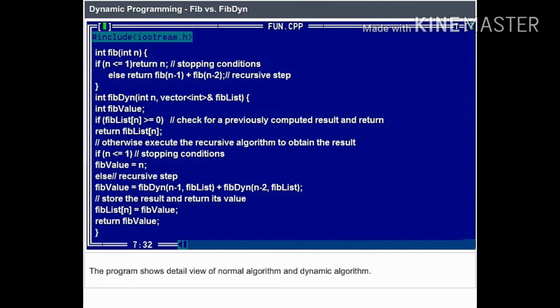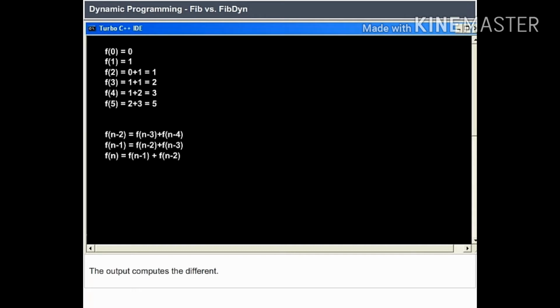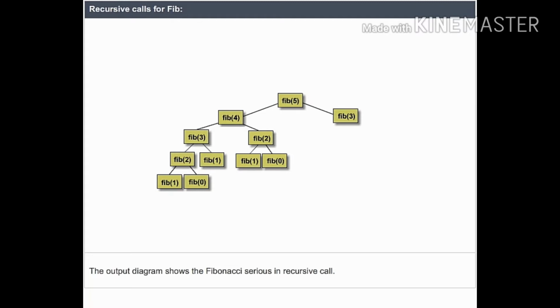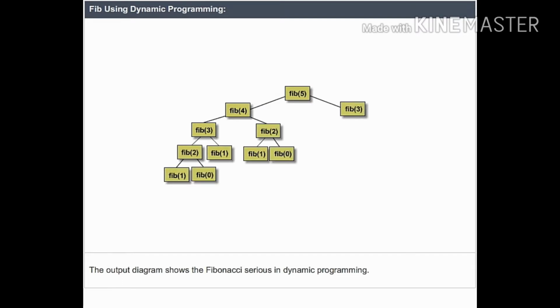Dynamic programming. Fibonacci versus Fibonacci dynamic. The program shows a detailed view of the normal algorithm and the dynamic algorithm. The output computes the difference. Recursive calls for Fibonacci: the output diagram shows the Fibonacci series in recursive calls. Fibonacci using dynamic programming: the output diagram shows the Fibonacci series in dynamic programming.